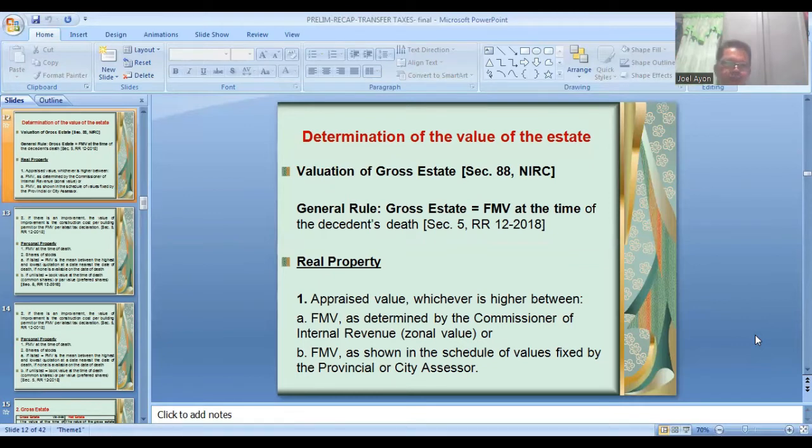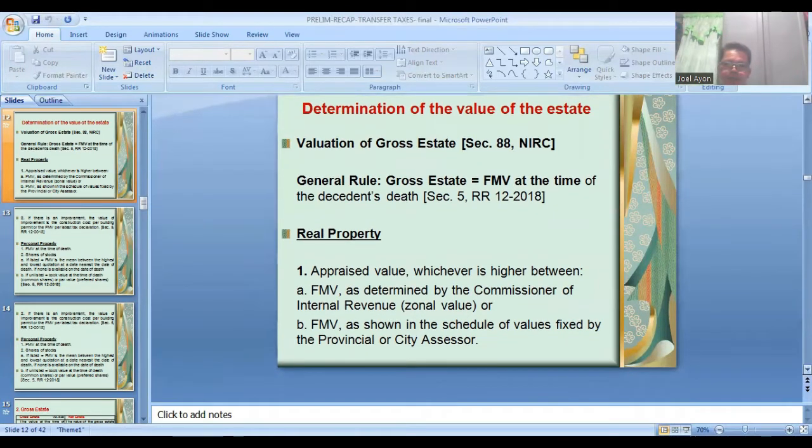With regard to real property, number one, the appraised value is whichever is higher between A, the fair market value as determined by the Commissioner of Internal Revenue, also known as the zonal value, or B, the fair market value as shown in the schedule of values fixed by the provincial or city assessor's office. Whichever is higher would be the gross estate, or the value of the estate of the decedent in the valuation of the estate. Next is number 2.